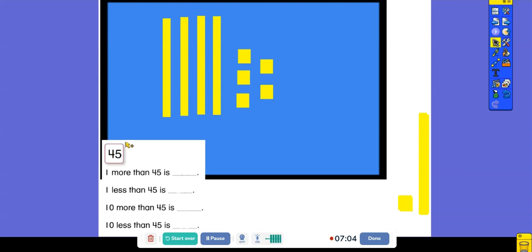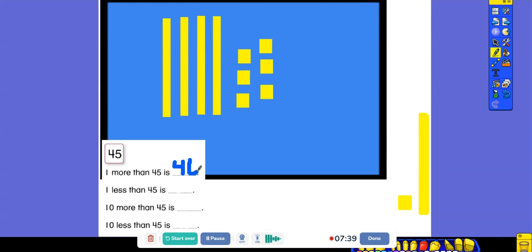So now, starting from my original number, I'm going to go here. 1 more than 45 is. So again, 1 is my clue to use my ones. More tells me my number is getting bigger. So I'm going to pull over 1 more ones cube and now count. 10, 20, 30, 40, 41, 42, 43, 44, 45, 46. So 1 more than 45 is 46.